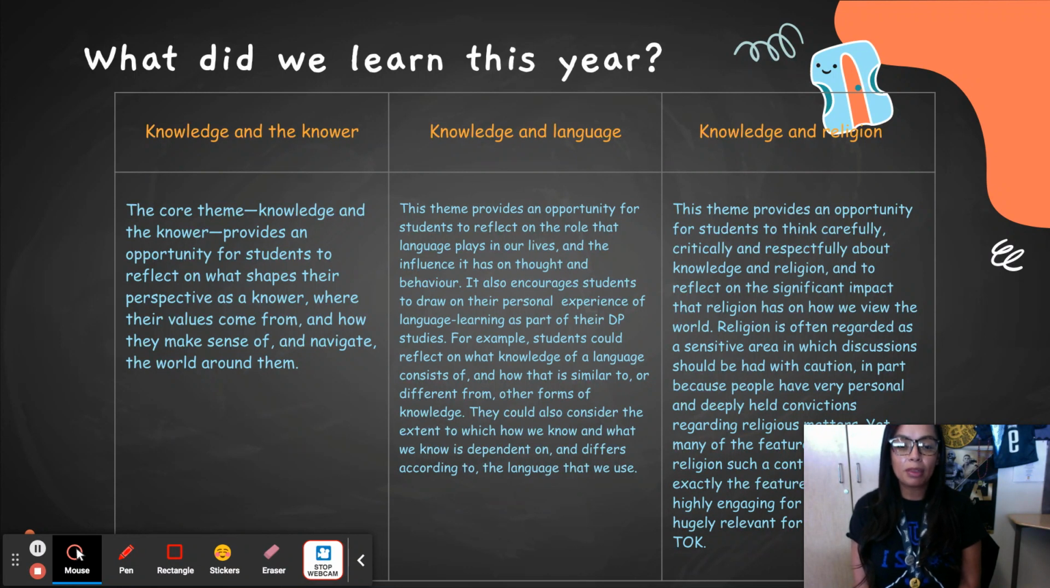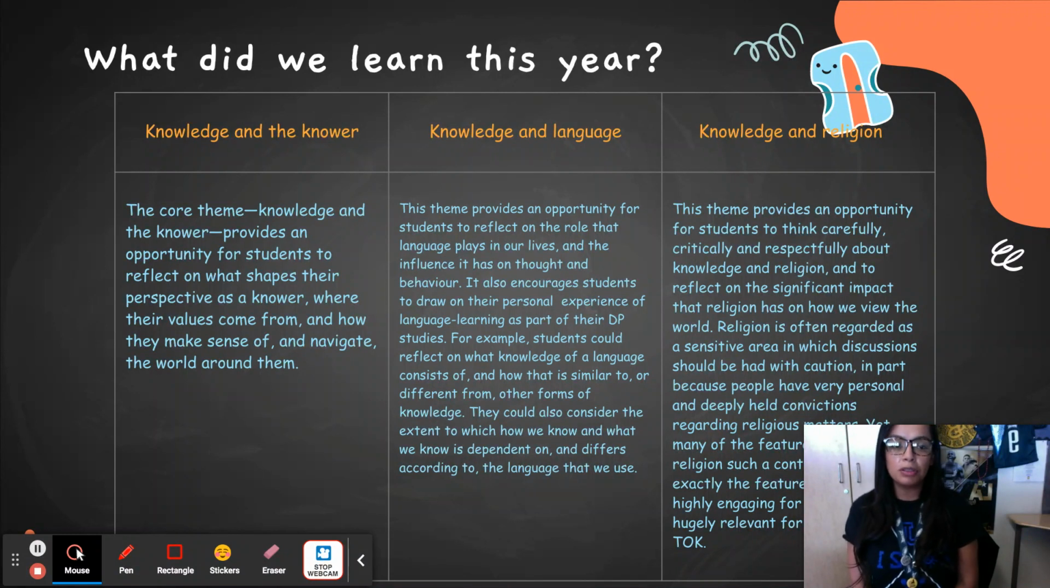Then we went on to the knowledge and language unit. This theme provides an opportunity for students to reflect on the role that language plays in their lives, not just as separate words and things that they write, but also how their language affects their thought and therefore affects what they know. It encourages students to look at their own language, or if they speak 2 languages, and think about how they know within those 2 different languages, and also the benefits of language and also the drawbacks and issues with translation and misunderstandings and things like that.